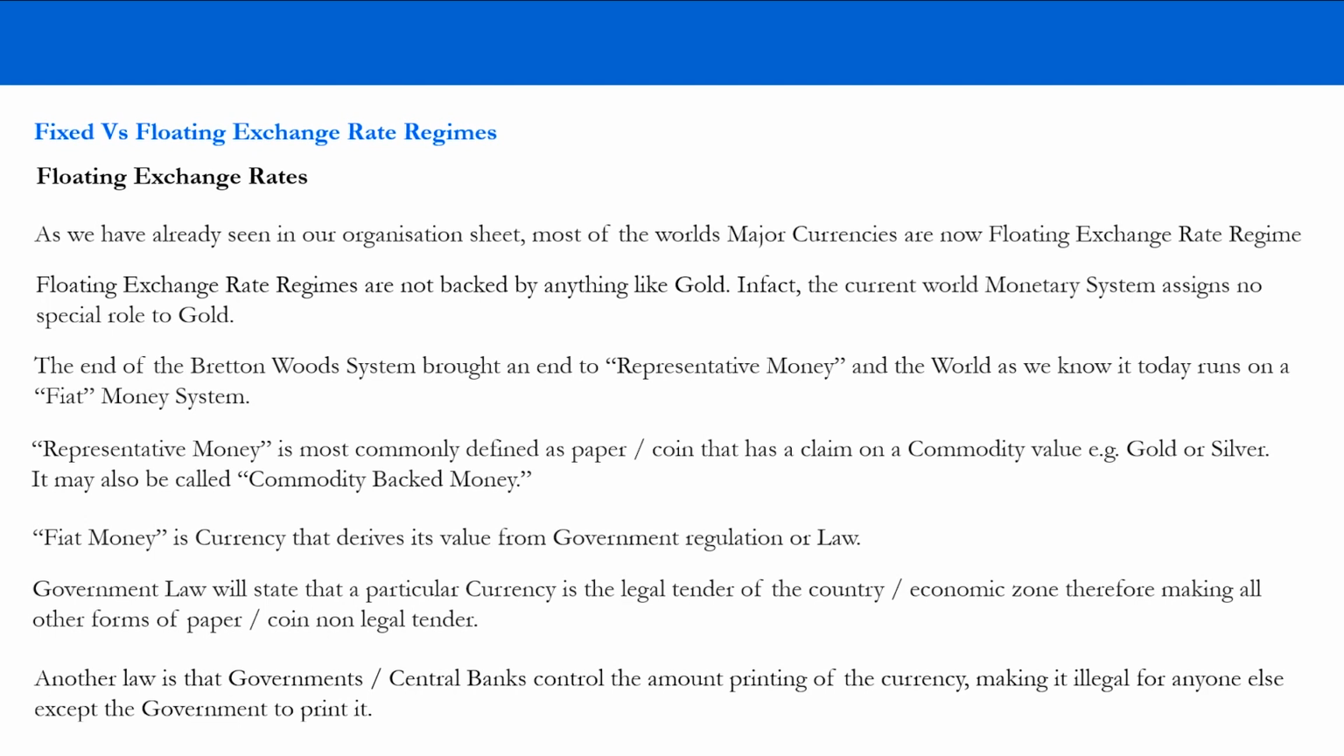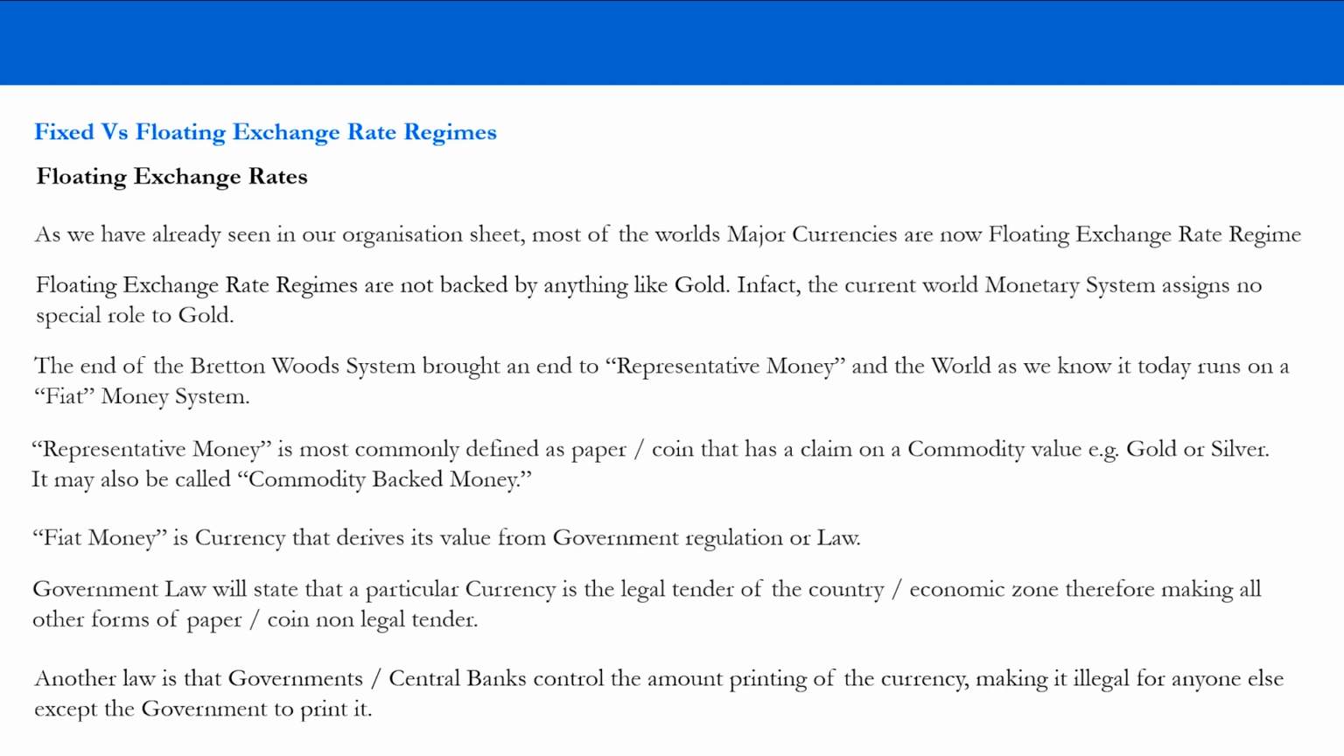Representative money is most commonly defined as paper or coin that has a claim on a commodity, so, for example, gold or silver. And it can also be called quite generically a commodity-backed money. Fiat money is currency that essentially derives its value from government regulation or law. The government law basically just states that a particular currency is legal tender of that country or economic zone, and that makes all other forms of paper or coin non-legal tender.